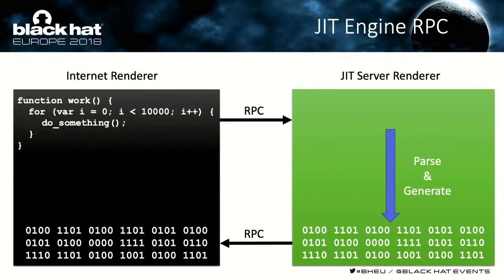One use case of RPC is the Microsoft Edge Jet Engine. The Internet Renderer sends JavaScript code to the Jet Engine via RPC for compilation. The Jet Engine will reply with the generated machine code.